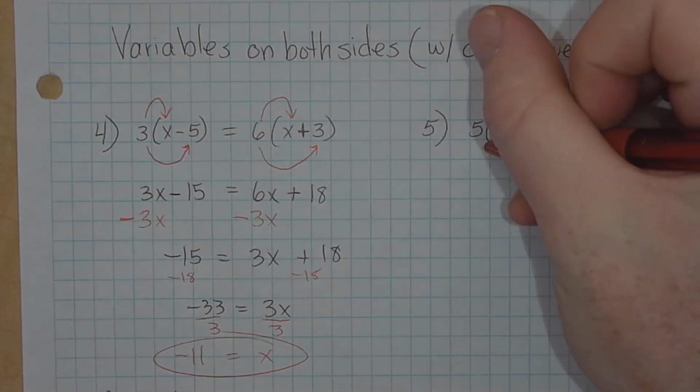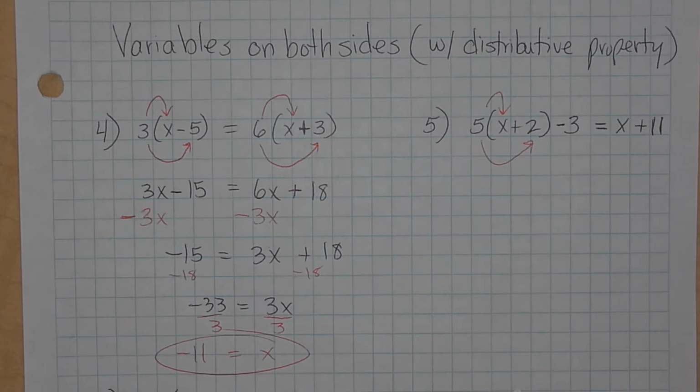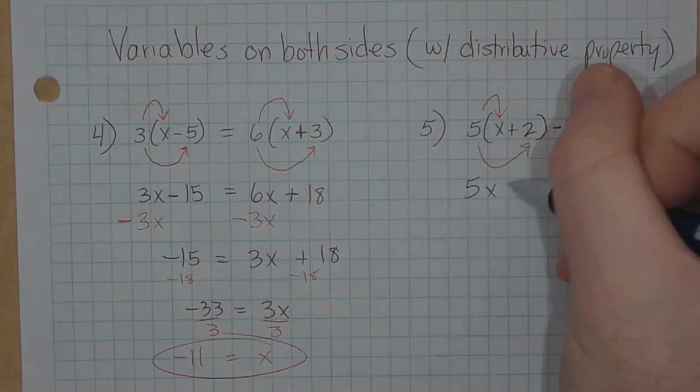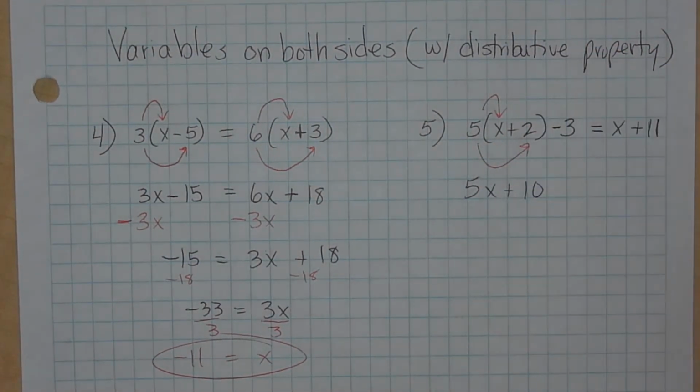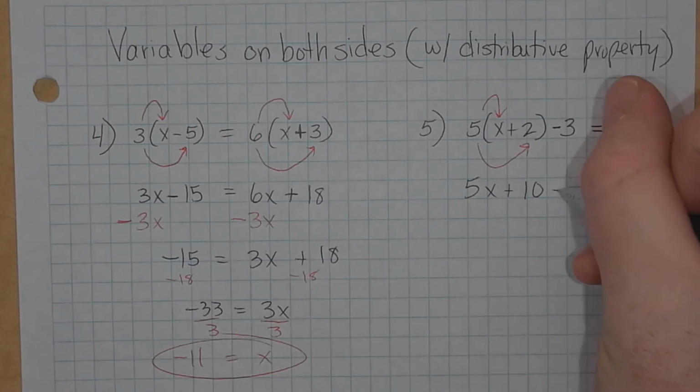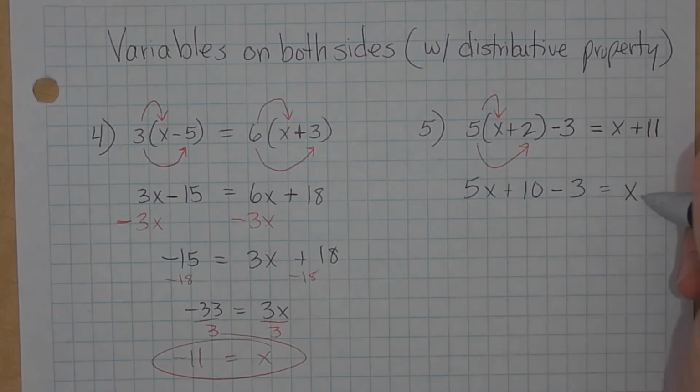All right, so let's do the same thing here. 5 times x, 5 times 2. Just distribute the 5. 5 times x is 5x. 5 times 2 is 10. Right? It's positive, so we just leave it like that. Subtract 3 equals x plus 11.